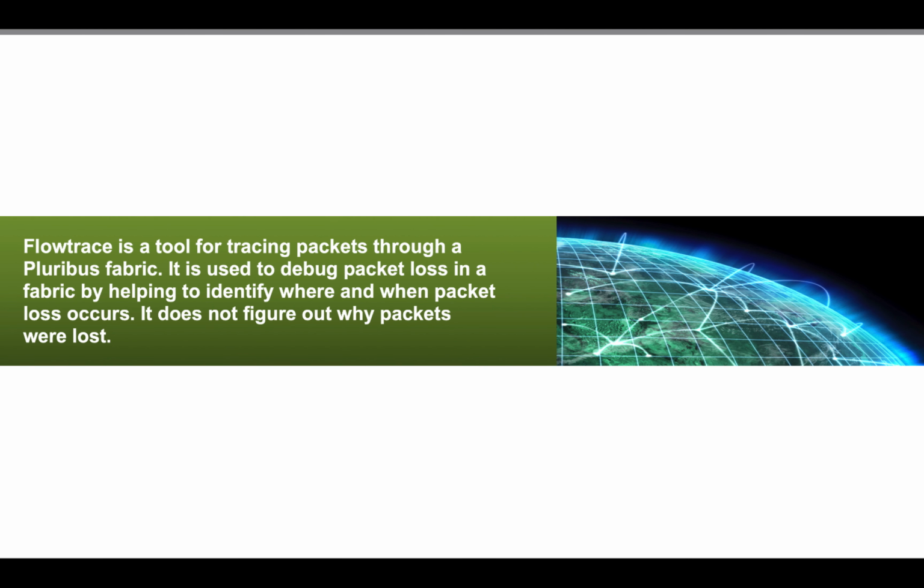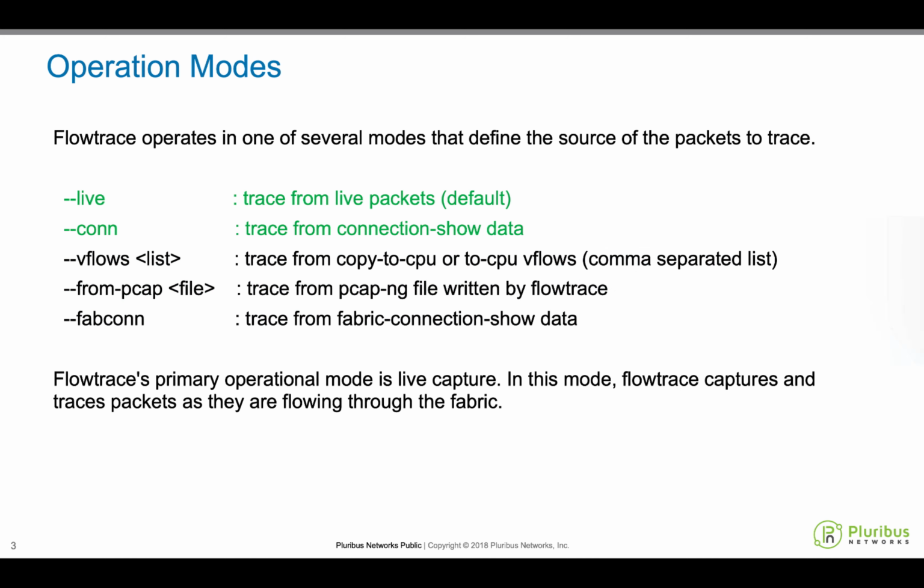FlowTrace is a tool used for tracing packets through a Pluribus fabric. It's used to debug packet loss in a fabric by helping to identify where and when packet loss occurs. It does not figure out why packets were lost. That would require additional levels of troubleshooting.